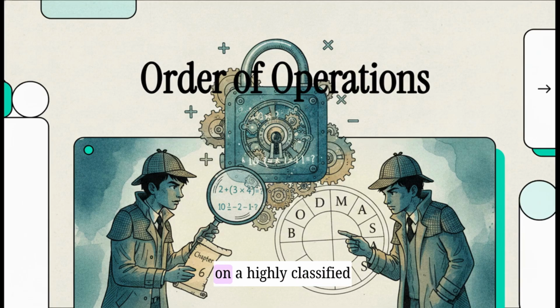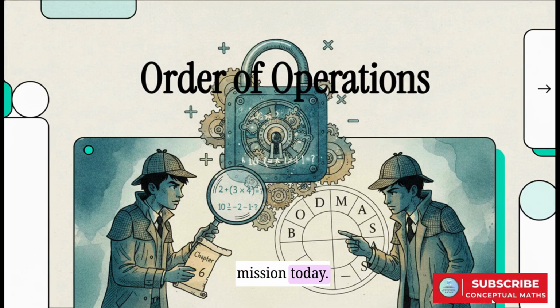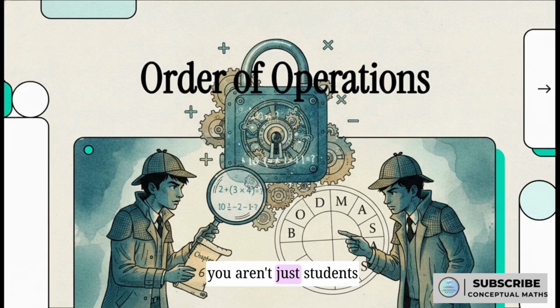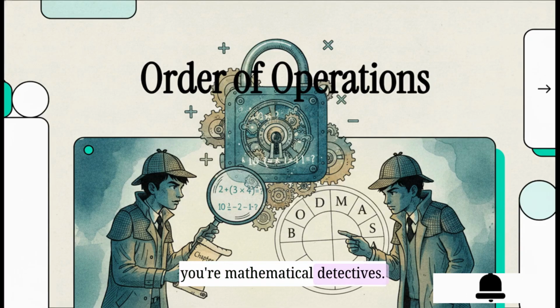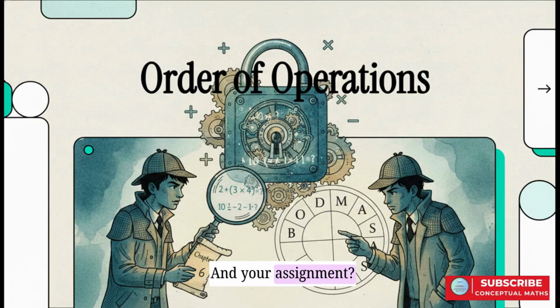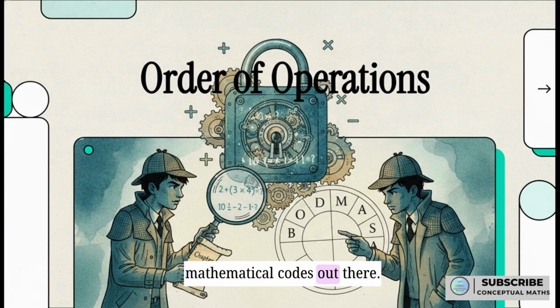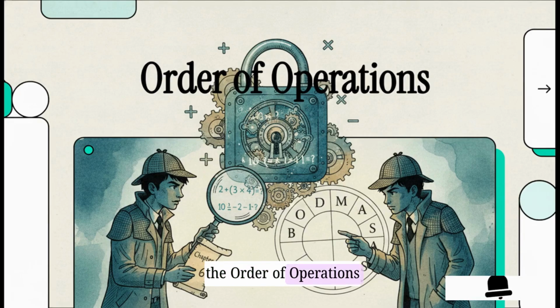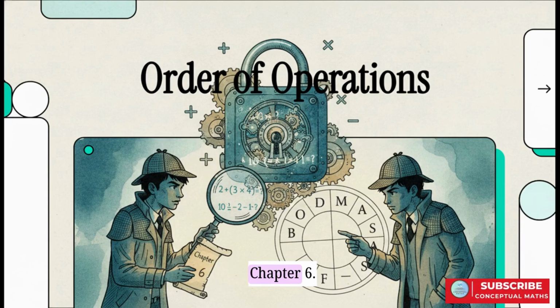So, we are embarking on a highly classified mission today. For the next few minutes, you aren't just students anymore. You're mathematical detectives. And your assignment? Cracking one of the absolutely most important mathematical codes out there. We're taking on the order of operations from Oxford Mathematics, Chapter 6. Let's get right into it.